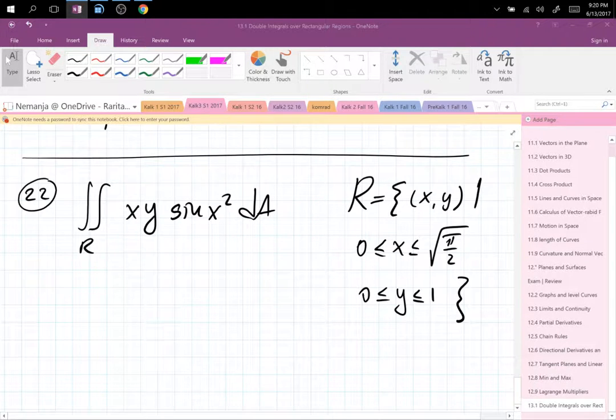Yeah, it does go to 0. Does it matter which one you integrate first? Yeah, kind of. If you integrate it by y first, it makes things easier, right?